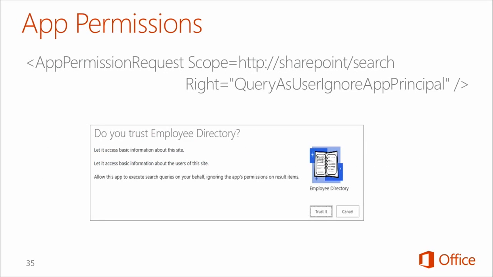Another thing to note here is permissions for the app. In order for an app to be able to run a search-based query, it needs to have permission to do that. The only permission you need to worry about is QueryAsUserIgnoreAppPrincipal. This is a very special permission in SharePoint because it says that the query is always going to be run in the name of the user who is running the app.